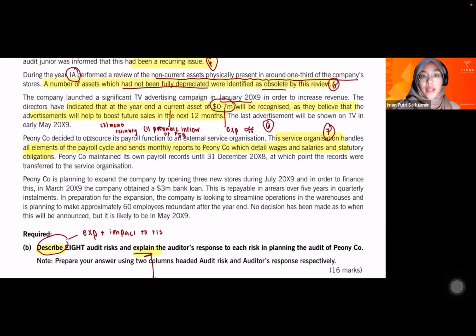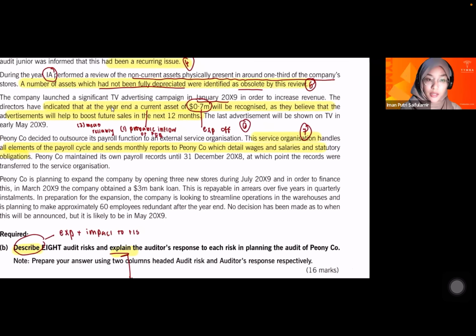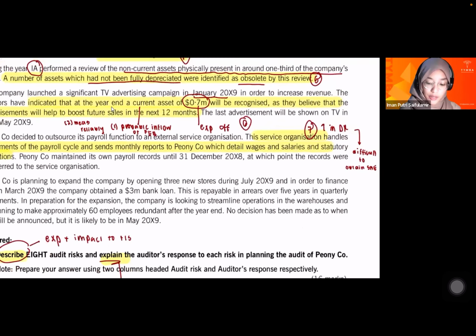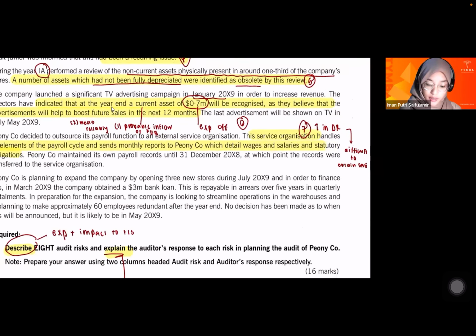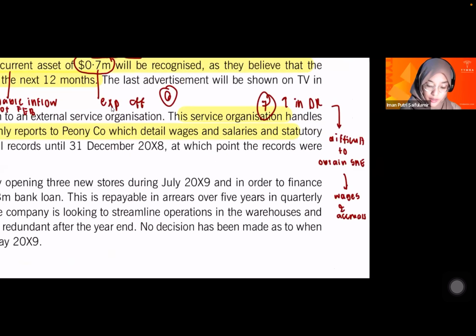Whenever we outsource a function, especially the payroll function, to an external service organization, what is the risk, guys? What is the risk that will arise from outsourcing this payroll function? Azimuddin said there is an increase in detection risk. Yes, that's correct. There is a possible increase in detection risk because it may be difficult to obtain sufficient appropriate audit evidence. At the end of the day, the wages expense and accruals may be misstated.